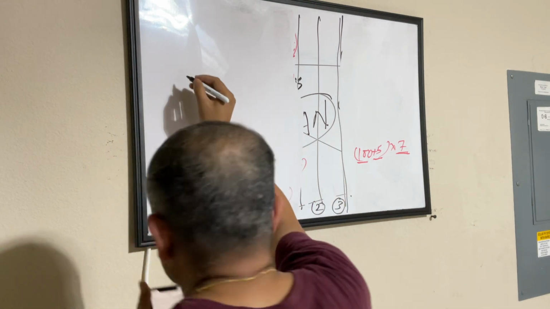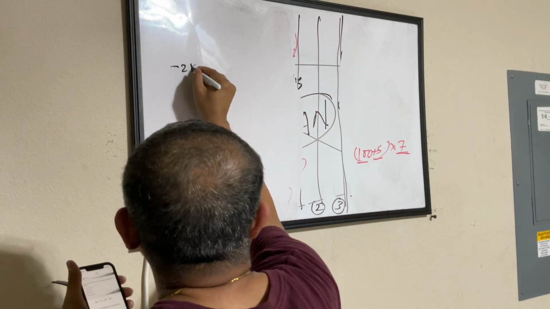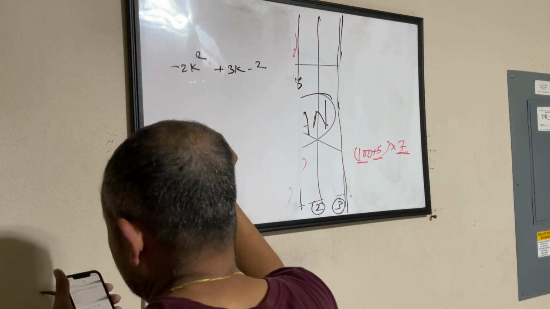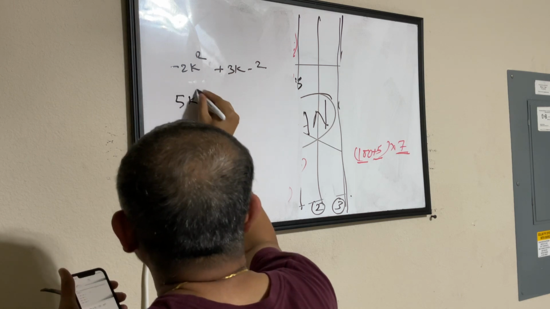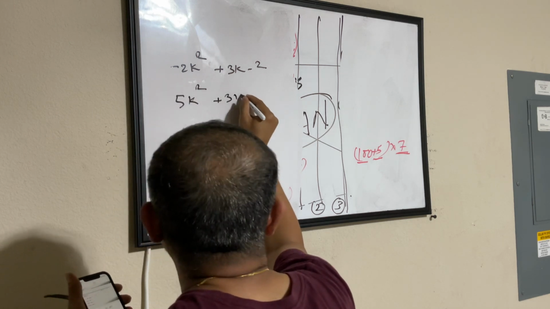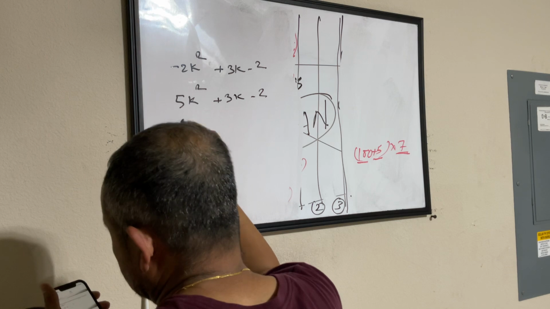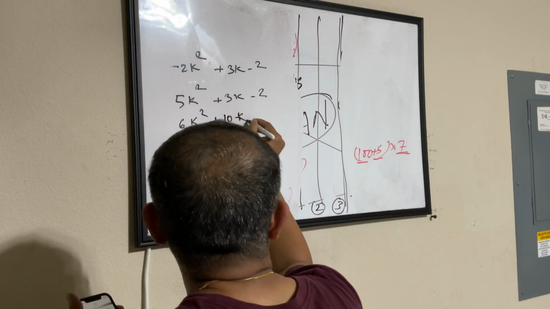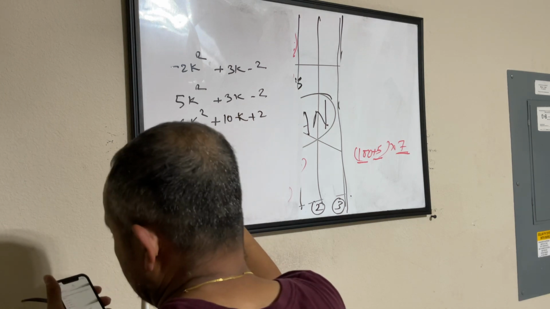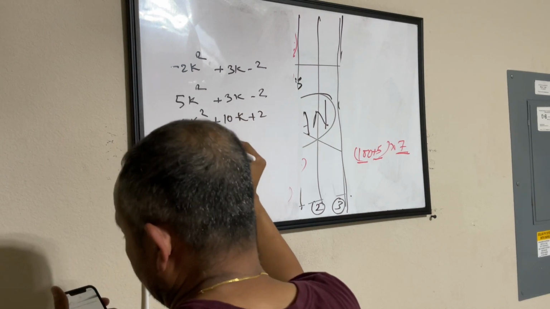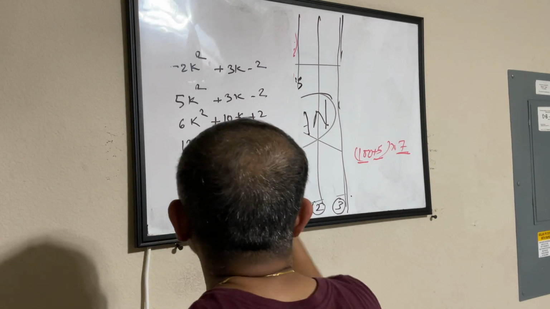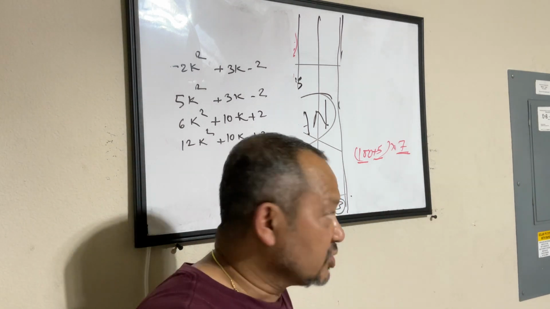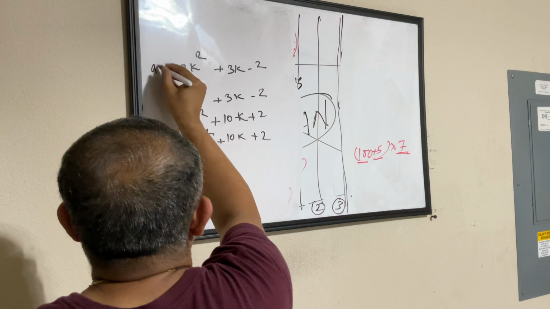And here are the options. Minus 2k square plus 3k minus 2. 5k square plus 3k minus 2. 6k square plus 10k plus 2. 12k square plus 10k plus 2. So I'm reading the question one more time. I've just given you 4 options, okay? A, B, C, D.